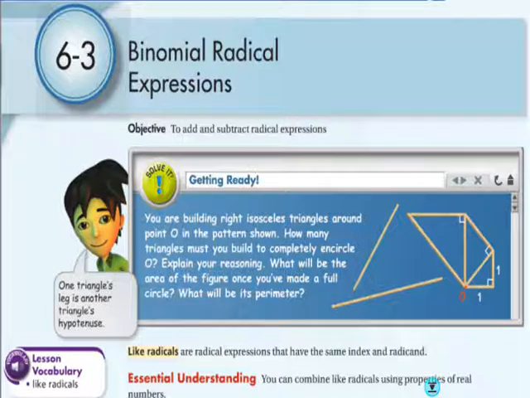All right, guys, welcome to Notes on Chapter 6, Section 3. We're going to talk about binomial radical expressions. So the goal for today is we're going to be able to add and subtract radical expressions.